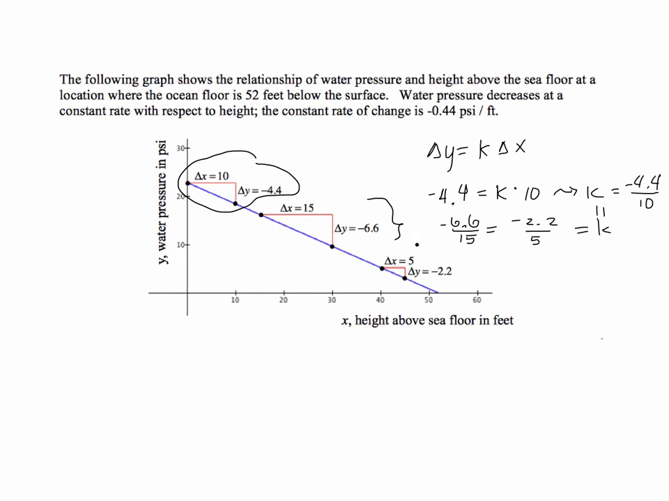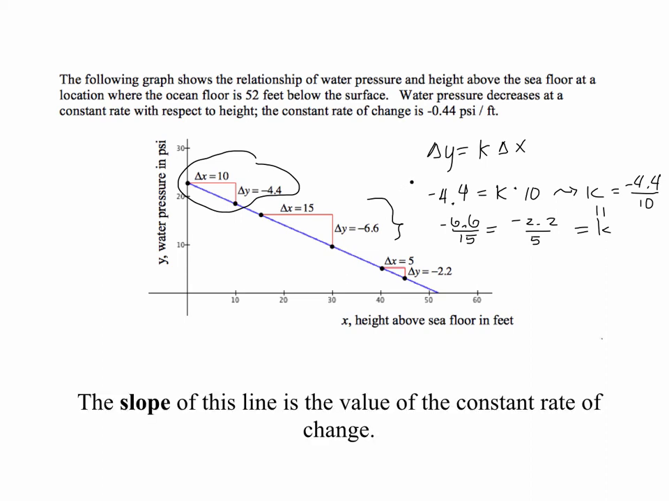So now I feel pretty confident in saying, okay, because any change in x that I looked at had a relative size to the corresponding change in y of negative 0.44, right? Then I can confirm that this, in fact, is representing a constant rate of change relationship. Okay, and then where have you seen this before? Well, this is what we call the slope of the line. So the slope of a line, right, is the value of the constant rate of change.